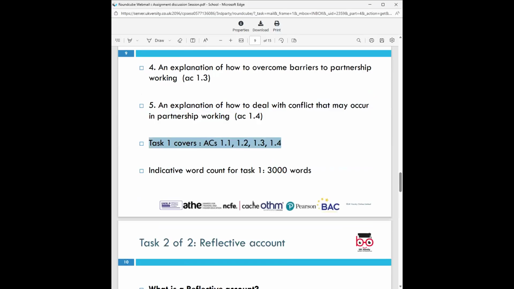Okay? Indicative word count. Are you okay for that? Yeah, I'm okay. And the word count for task 1 is 3,000 words. Okay? Okay. So you've got enough wording there to make sure it's 3,000 words. So you've got 5 tasks to do for task 1. 5 parts, okay? Okay. Don't change the wording.